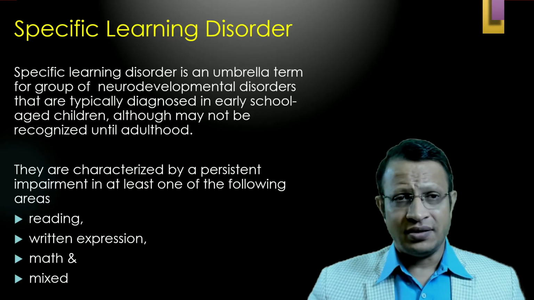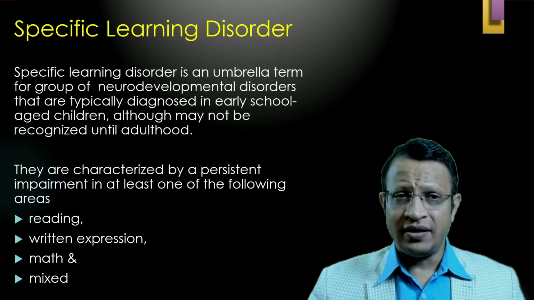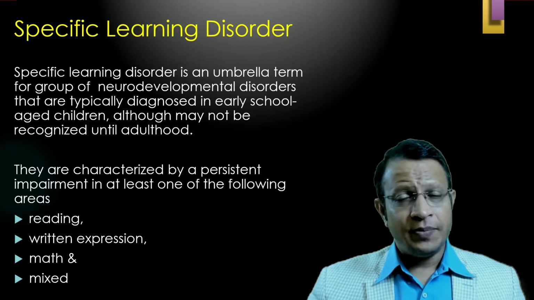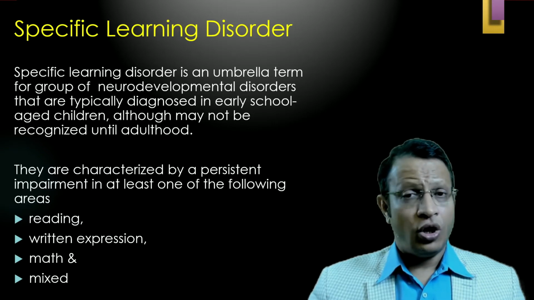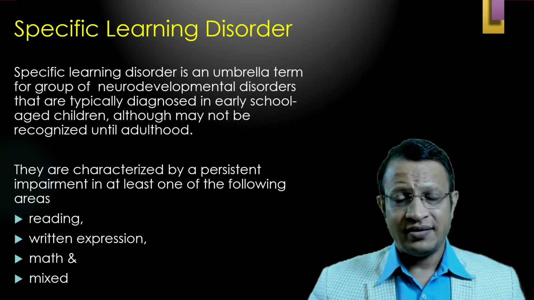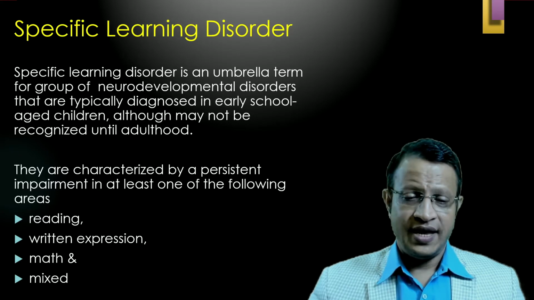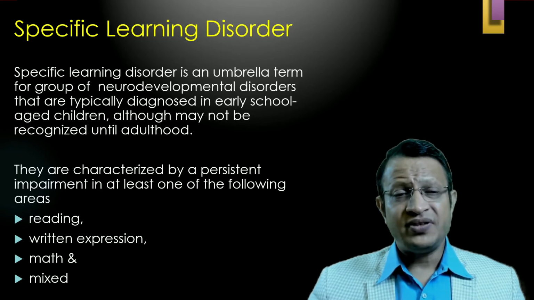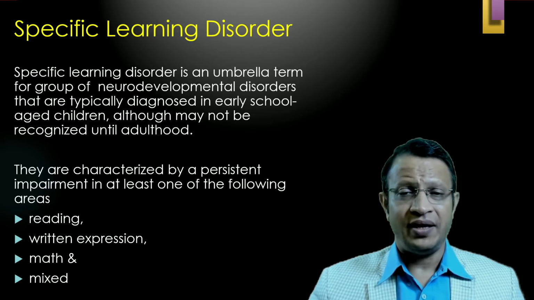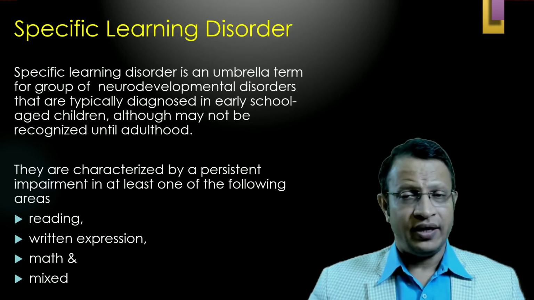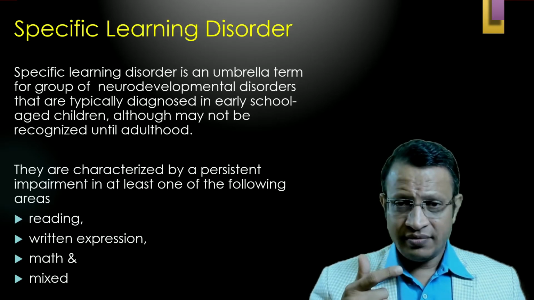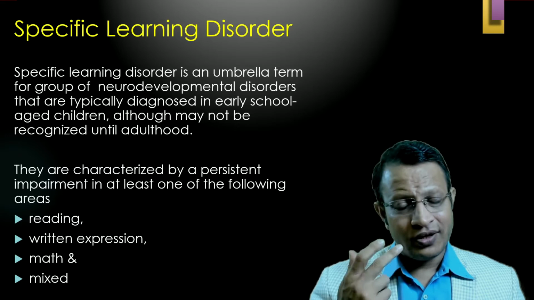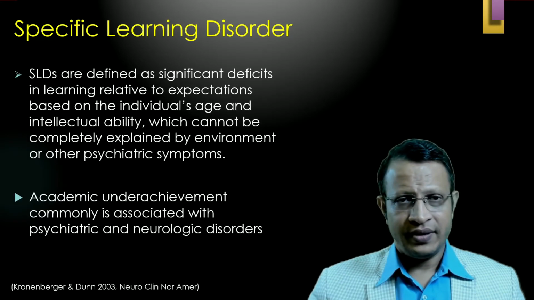SLD is an umbrella term for a group of neurodevelopmental disorders that are typically diagnosed in early school-aged children, although it may not be recognized until adulthood. They are characterized by persistent impairment, remember this word, persistent impairment, in at least one of the following: reading, written expression, arithmetic, or a combination of the above.